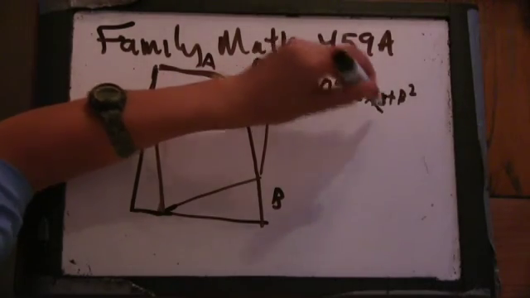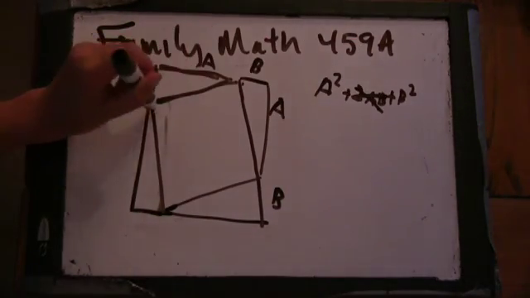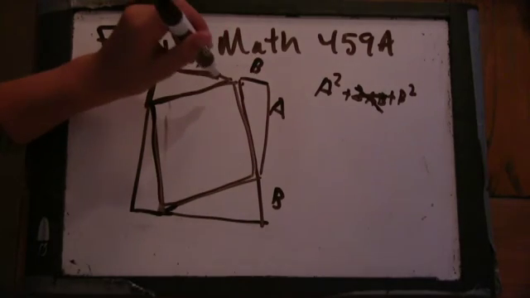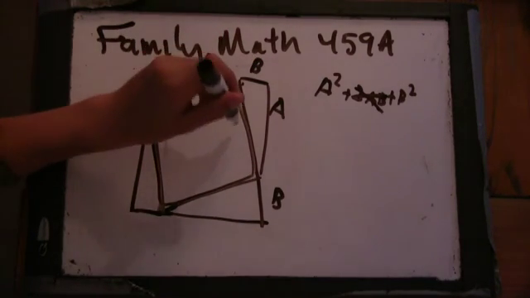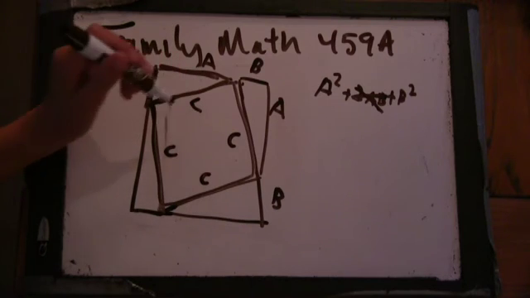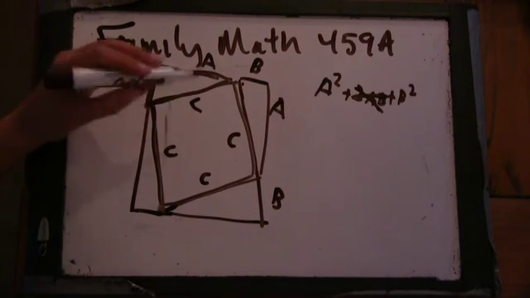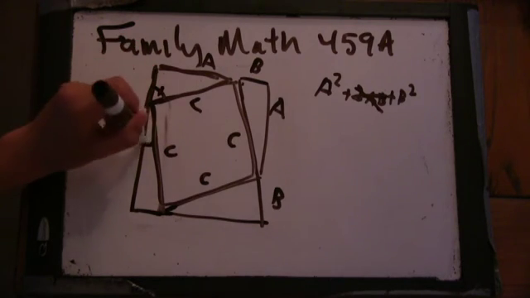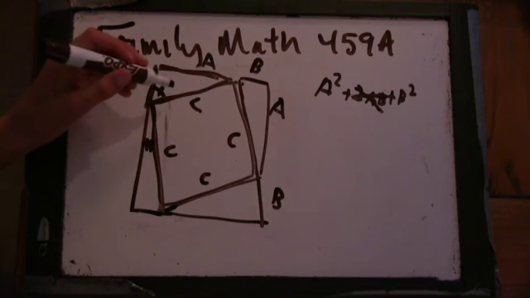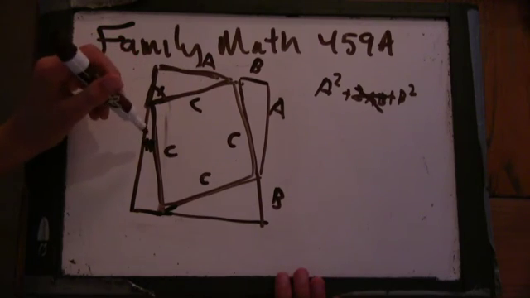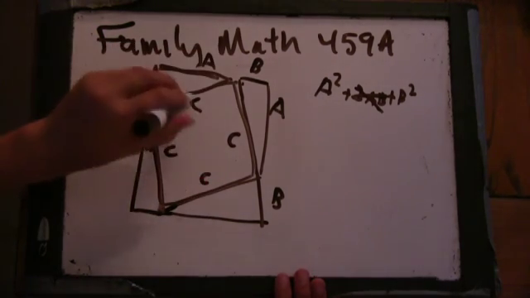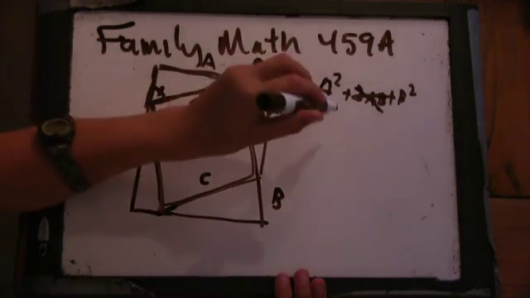Which means this square's area in here, this is a square. How do you know that's a square? Because the triangles are all congruent, and this angle and this angle add up to 90. So this square is a squared plus b squared, but it's also c squared because it's a square.